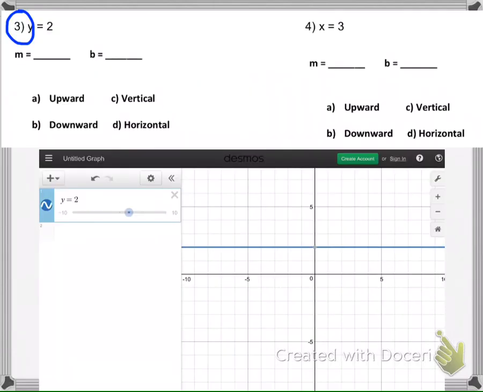All right, let's take a look at example 3. It says y equals 2. Well, first of all, you should notice that this equation does not have y equals mx plus b. There is no y and x. It only has a y in its equation.